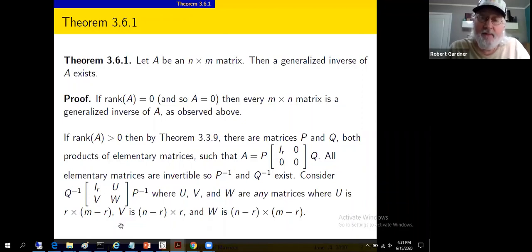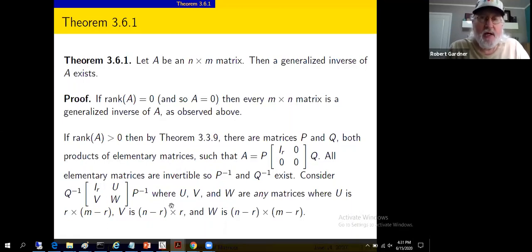Now, if A is rank R, how do I want to say it? If R is sufficiently large, then we're getting some of these dimensions to be 0. In particular, if R is rank n and m equals n, if we've got a square matrix of full rank, these matrices can't be there. They'll have dimensions something by 0, implying that they're not there. So we'll simply have an identity matrix here. So when A is invertible and square, you don't have room for these UVW matrices.